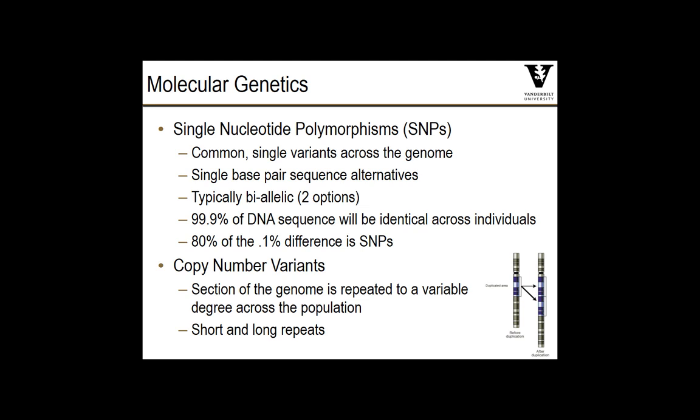So we're going to talk a lot about SNPs this week. SNPs are single nucleotide polymorphisms. Those are changes at the nucleotide level, so a given letter change within the DNA. These are typically biallelic, meaning they have two options. We mentioned earlier that 99.9% of the DNA sequence is identical. 80% of that 0.1% difference is SNPs, these single nucleotide polymorphisms that we're going to talk about. Other variations that you see, the big other one is copy number variants, which are sections of the genome that are repeated, and the number of times that those sections are repeated, that's what we're talking about. We're talking about copy number variation. Sorry, I know I'm blowing through this, but I want to keep moving.